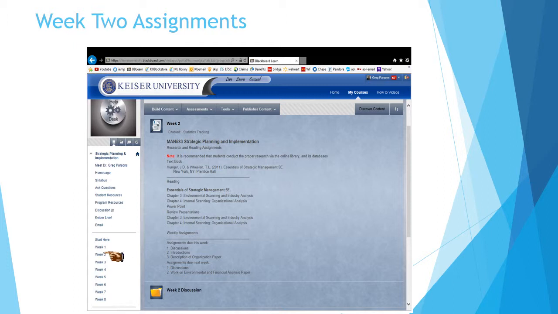Your assignments for Week 2 are laid out on this screen. You'll be doing some reading from the textbook. You'll be reading chapters 3 and 4, and you'll be referring to the associated PowerPoints that you'll find in the Start Here section. After you've done that, then you'll be working on the discussion post, okay? And then there'll be a paper due this week.